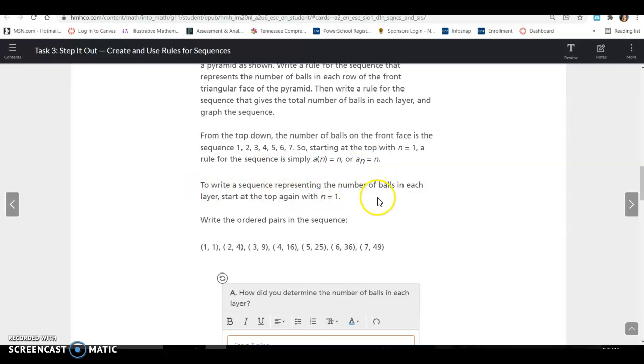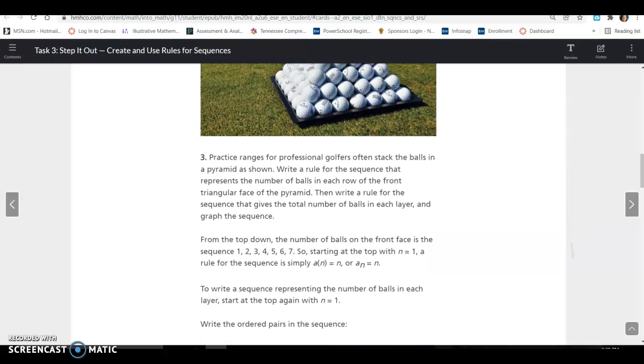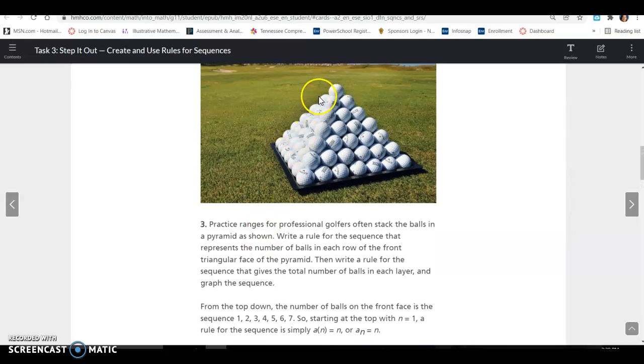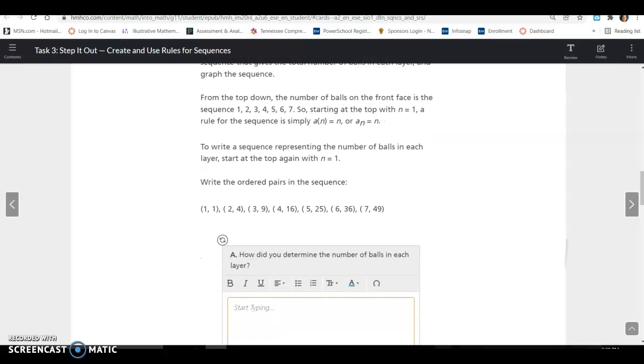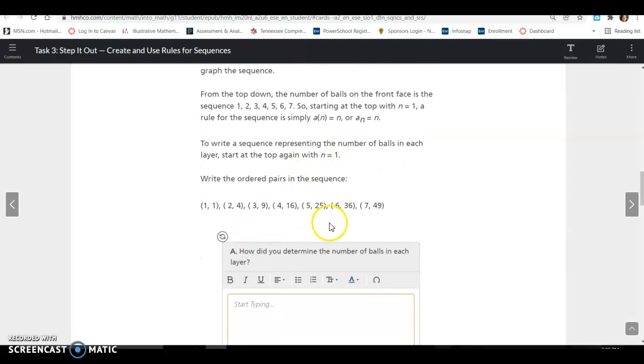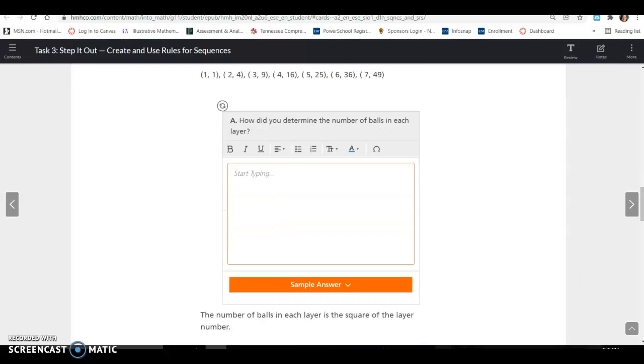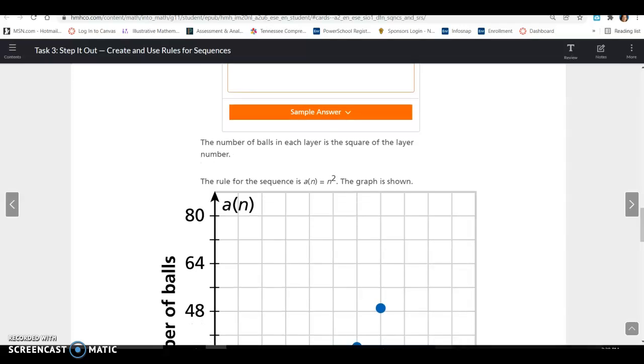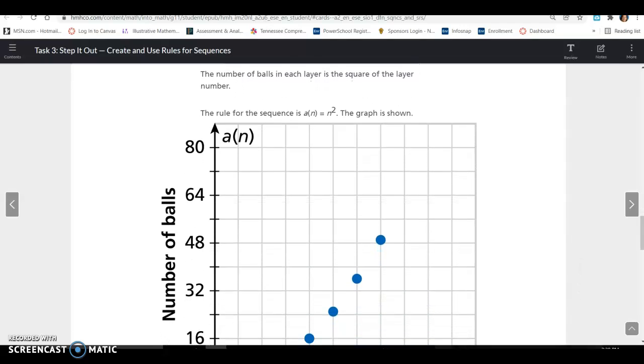To write a sequence representing the number of balls in each layer, start at the top again with n equals 1. Write an ordered pair for the sequence. So the top layer had 1 ball, the second layer had 4, the third layer had 9, and the fourth row had 16. So we've already kind of looked at that. This one had 4, the third one had 9, the fourth one had 16. So they're just writing those as ordered pairs. It says, how did you determine the number of balls in each layer? Well, we just looked at it, and since it's a side view, you can just see how many balls are in each layer.